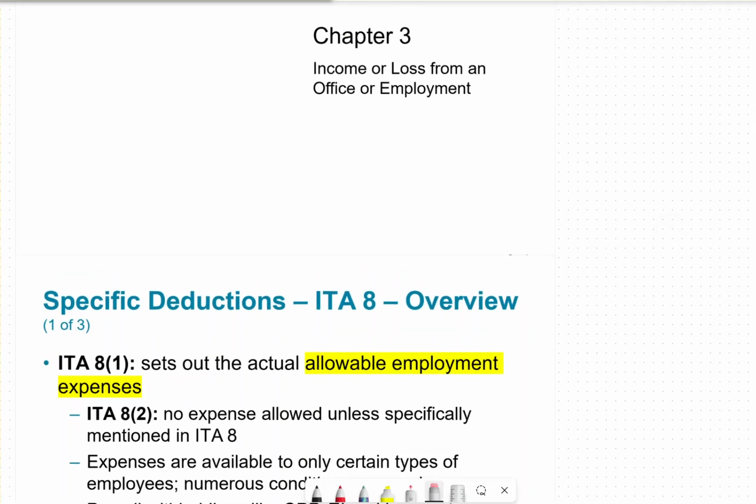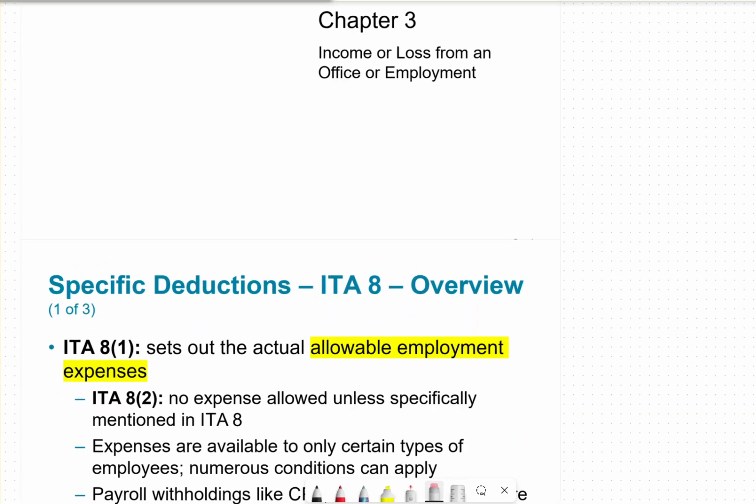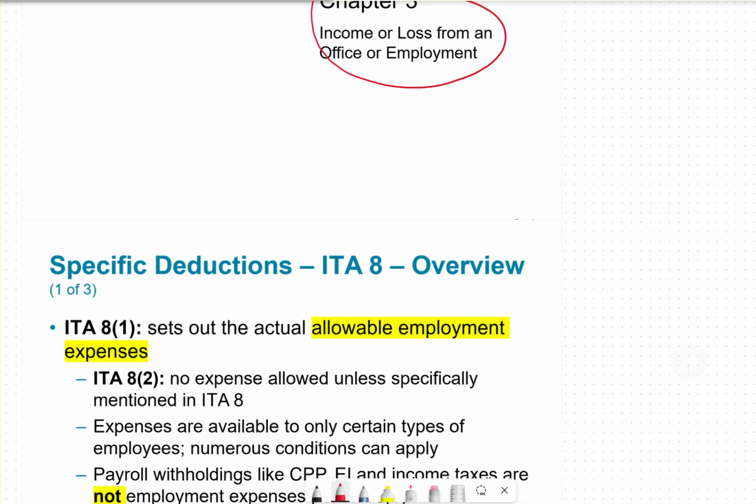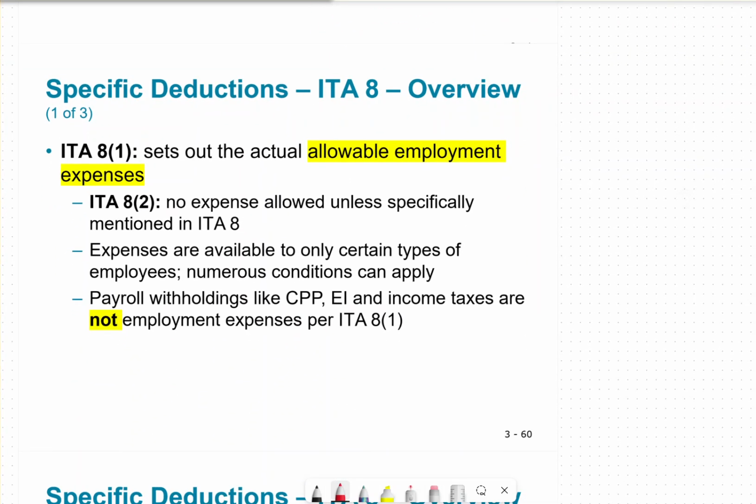Hello everyone, this is the second part of income or losses from office, chapter 3. So we're finishing chapter 3. There's so much going on in chapter 3. This is a continuation, part B of chapter 3. When we think of specific deductions, we're talking about deductions.